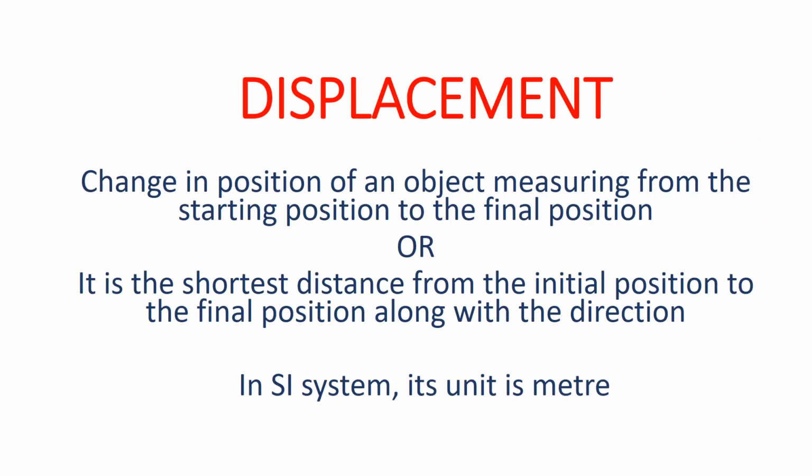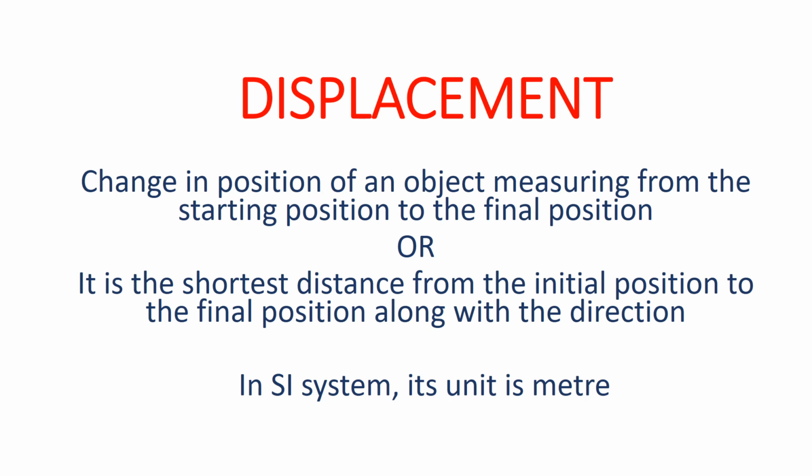Now we are going to learn what is displacement. Displacement is different from distance. Okay. Now how is it different? Here you find that displacement is the shortest distance from the initial position to the final position, and along with the direction you have to mention it. For distance you don't have to mention direction, but for displacement direction is also mentioned. It is necessary to mention the direction along with the magnitude.